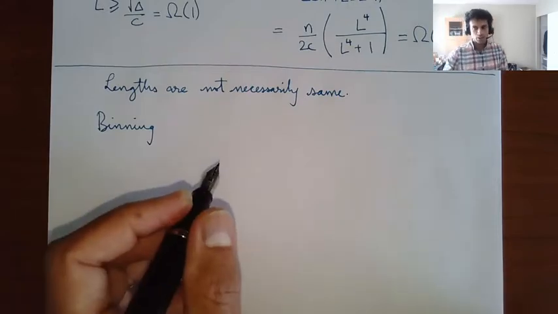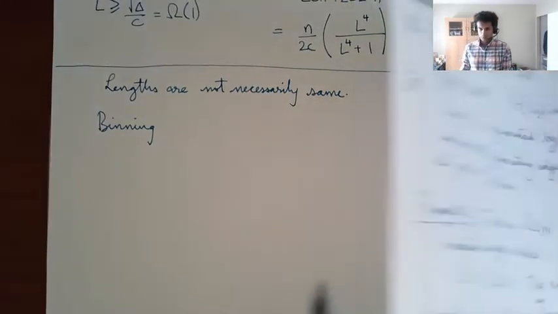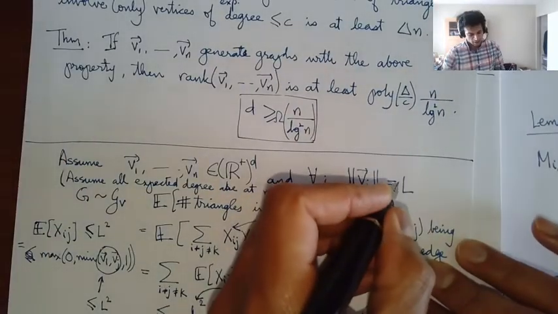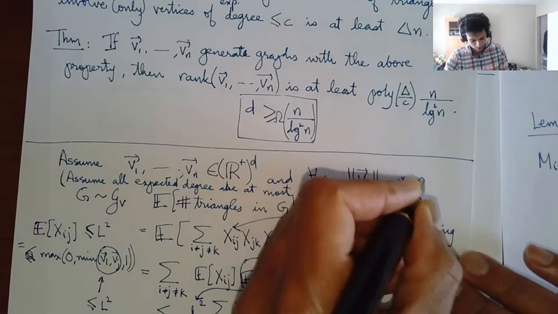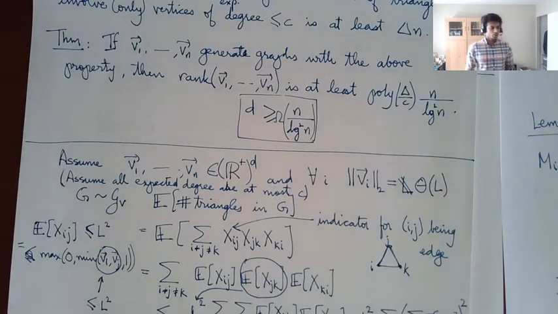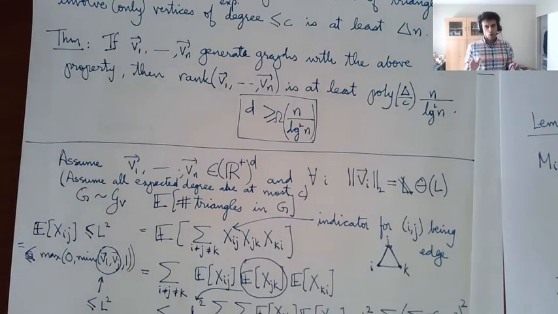So what I can do is, if you go back to this proof that I showed you, suppose instead of L, what I actually gave you was all of them were theta of L. The proof will still go through up to some loss of constants, whatever constant is over there. So as long as all the vectors have roughly the same length, I'm done.